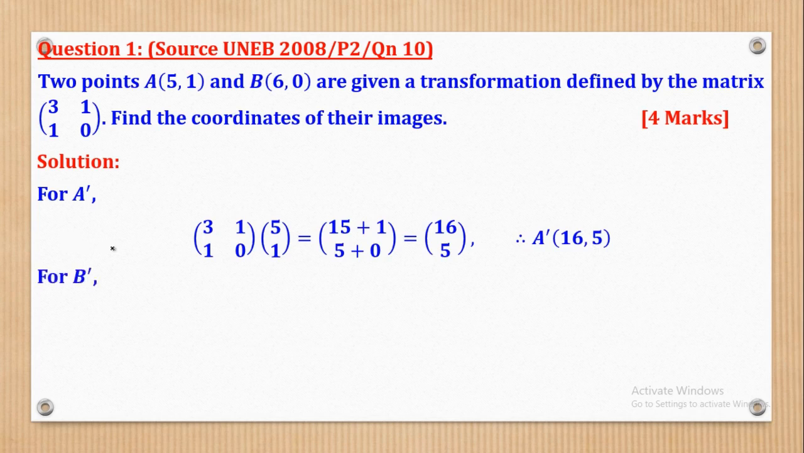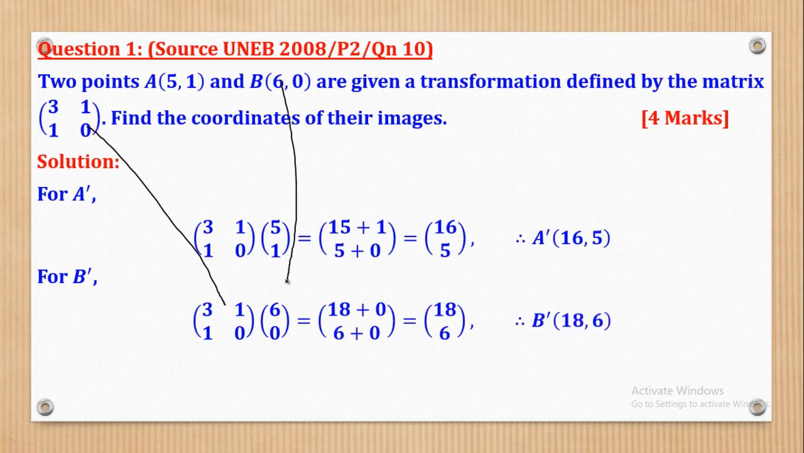Then for the image of B, we shall do the same. Multiply by the matrix followed by the object. When I multiply, it will be row by column. So 3 times 6 gives you 18, and 1 times 0 gives you 0. Then here 1 times 6 gives you 6, and 0 times 0 gives you 0. So in the end, you shall come up with a column matrix of 18, 6, and in coordinate form it will be (18, 6). So you have to remember to write your image in coordinate form.